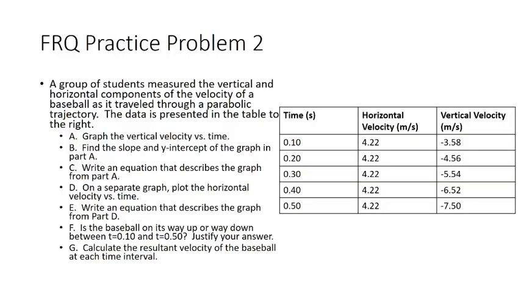So now let's look at part D. On a separate graph, plot the horizontal velocity against time. Write an equation that describes the graph from part D. Is the baseball on its way up or way down between t equals 0.1 and t equals 0.5? Justify that answer. And part G, calculate the resultant velocity of the baseball at each time interval. So let's go to the next slide and take a look at that.